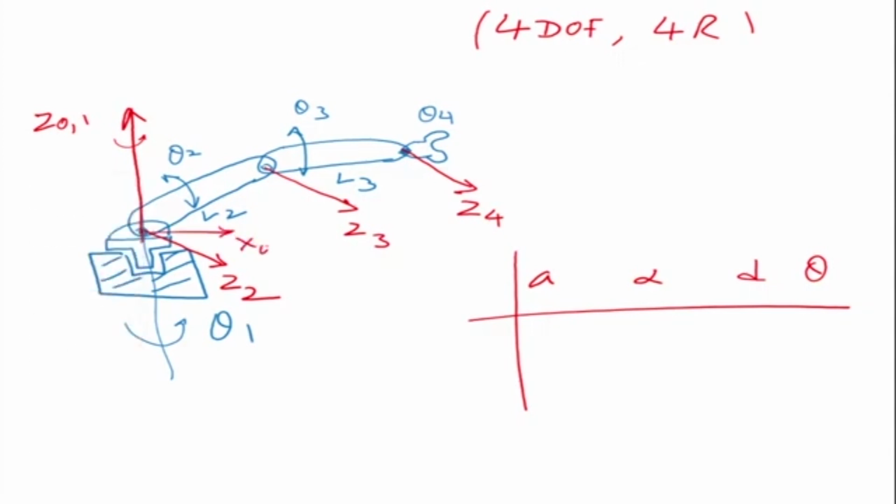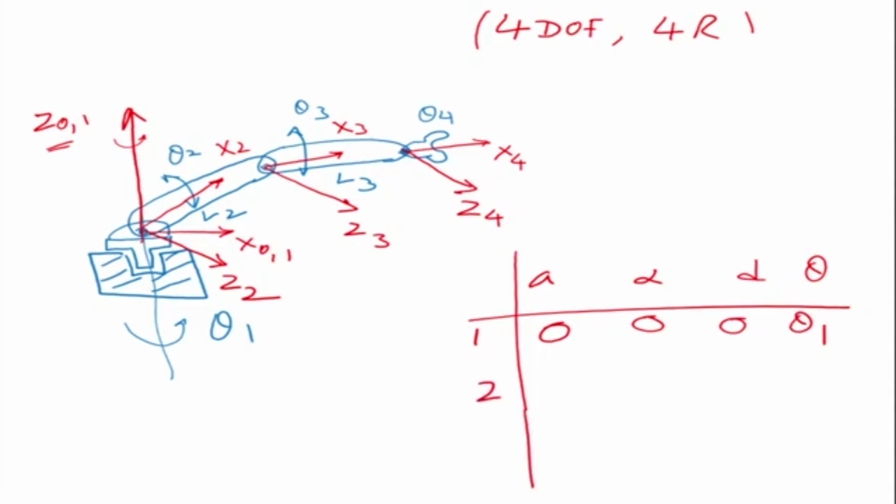So this is my x0, x1. x2 is here, x3 is there, and x4 is that same. Okay, so now the first axis is the relation between the first frame and the 0th frame. So z0 and z1 are the same axis, x0 and x1 are the same axis. So this is 0, 0, 0, theta 1 is the variable, right? Now what about the second one?